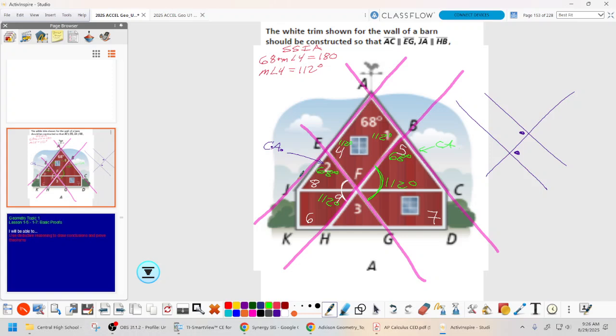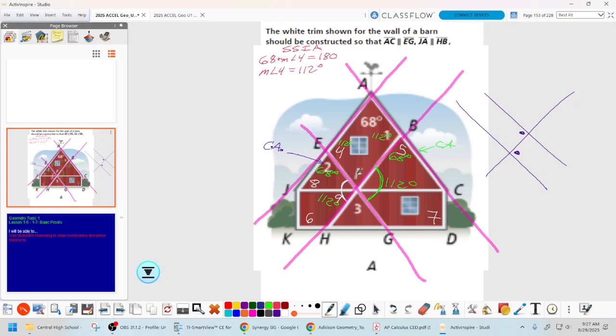You guys remember the isosceles triangle that we talked about yesterday? If we knew J to A and C to A are congruent, those two lengths, then these two angles would be congruent, and then we could subtract and divide, right? So 112 divided by 2, if these two angles are congruent.